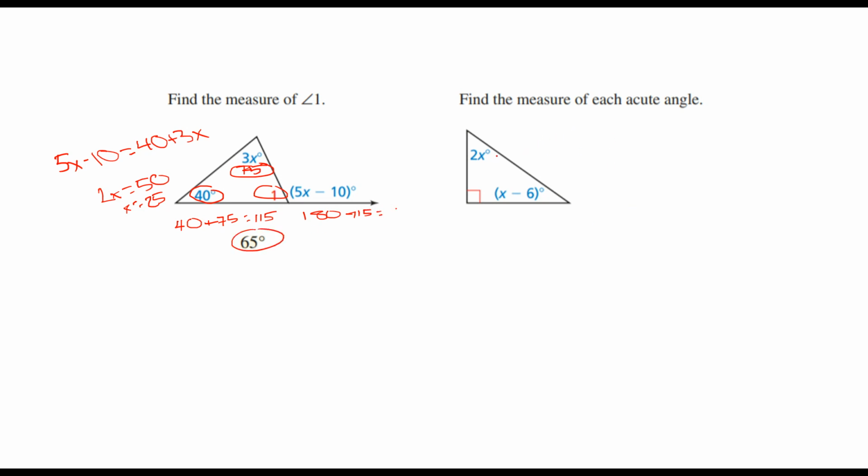Here, find the measure of each acute angle. That means we do want two answers here. We want the measure of this angle and this angle. So here, first we know, based on the corollary to the triangle angle sum, that these two have to equal 90. So we could just write 3x minus 6, I added the x's in my head, equals 90. Solve for your x. And we know that one corner is 26 degrees and one is 64.